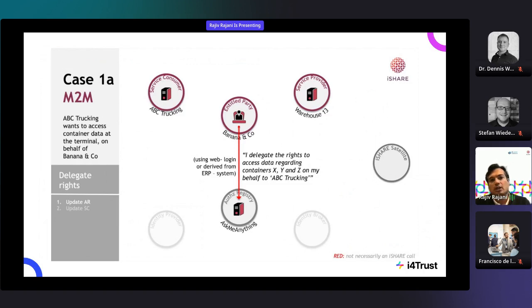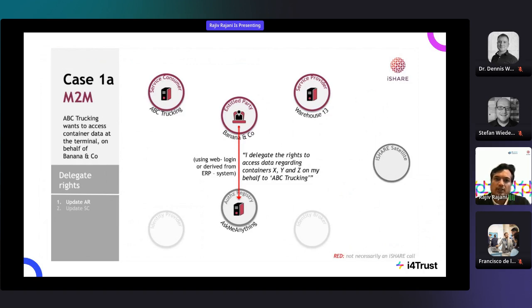In the traditional world, how that happens is ABC company goes to Banana and Company and asks it all this information, and Banana and Company has to go to warehouse 13 to fetch many of this information, specifically the ETA and the updated weight of the container.